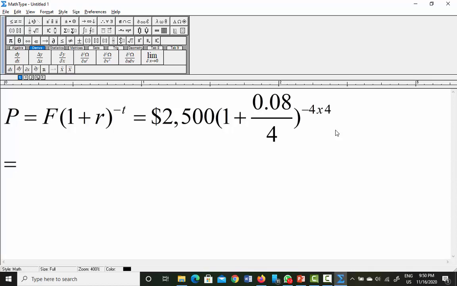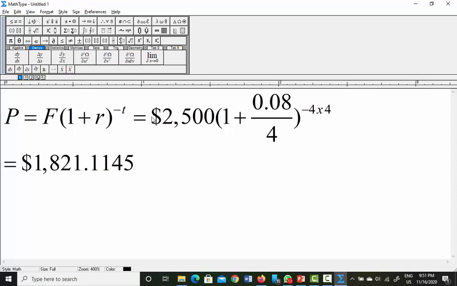So if you calculate this now, we will get the answer: 2500 multiplied by (1 plus 0.08 divided by 4), bracket close, power minus 16. If you calculate, you will get the answer, which is $1,821.1145. So this is the present value.